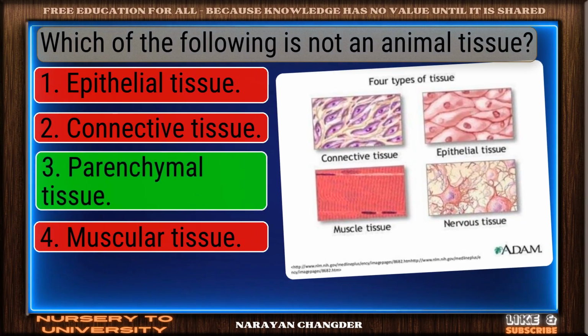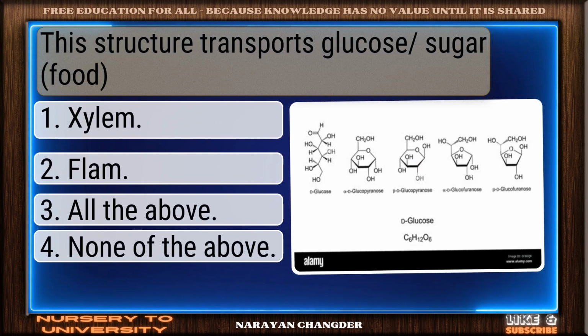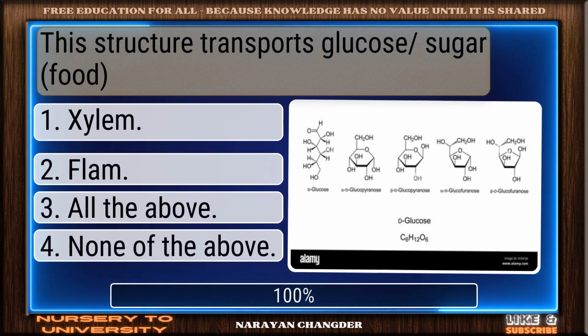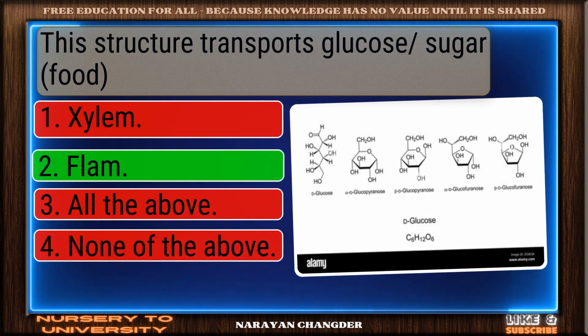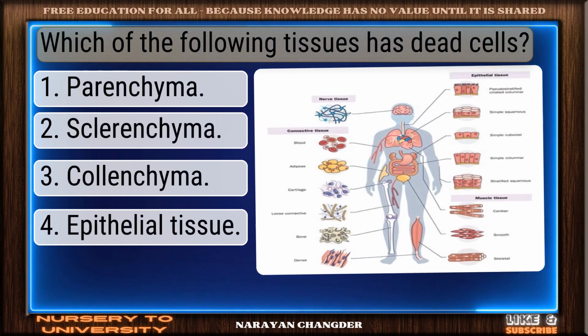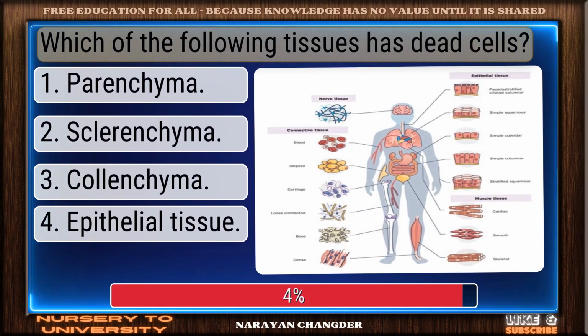Perfect. Parenchymal tissue is the correct choice. Question number 74. This structure transports glucose as sugar. Great job. Phloem is the accurate answer. Question number 75. Which of the following tissues has dead cells?